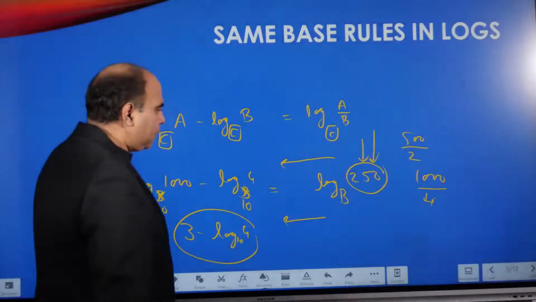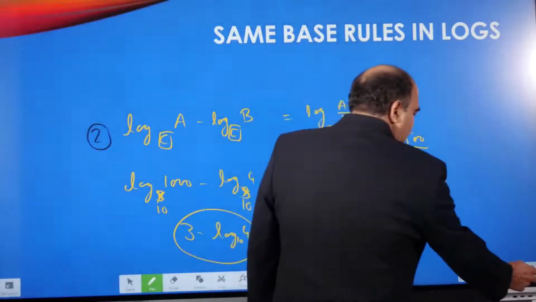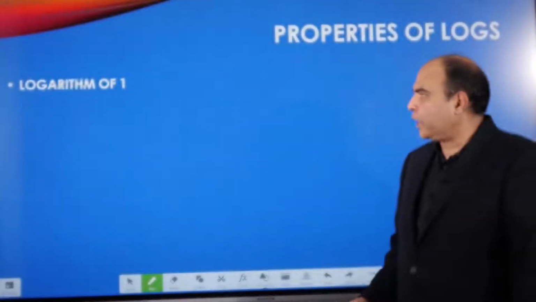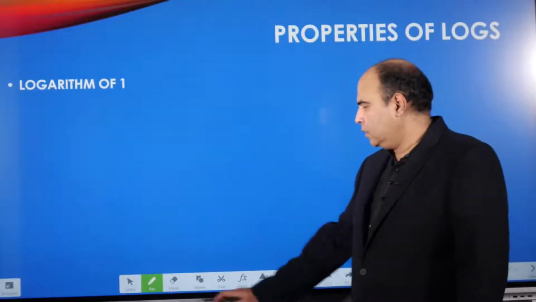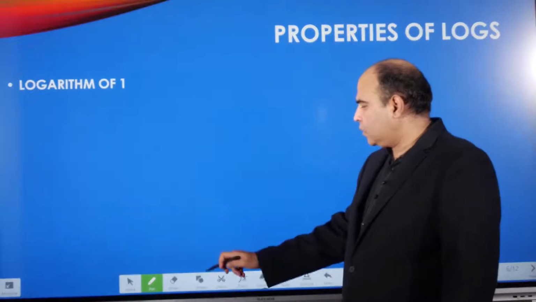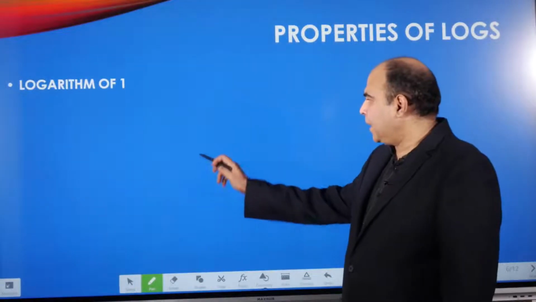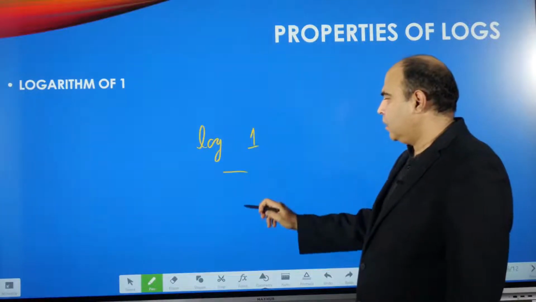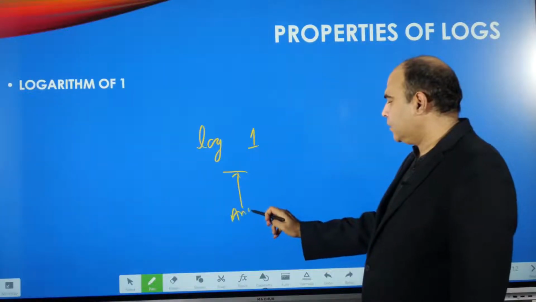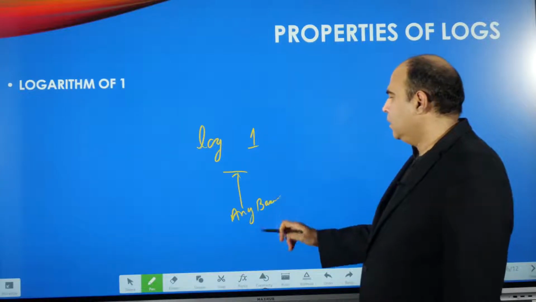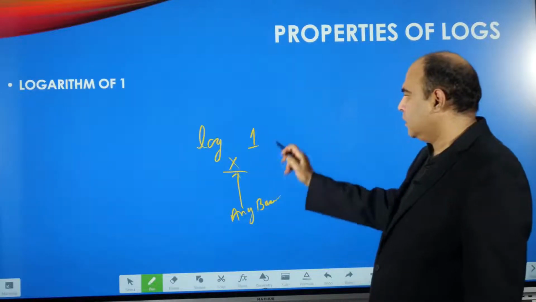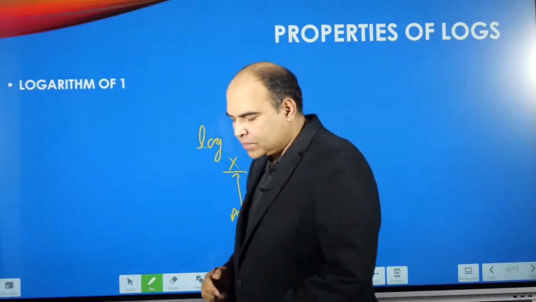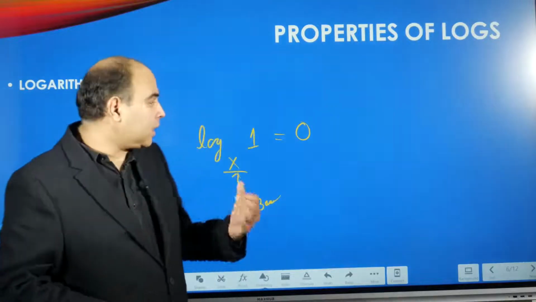So after this, the fourth rule is basically, and it's not a rule, it's a property actually. The logarithm of 1 is always 0. That means if I am taking a log of 1, and please note, this can be any base x. Log 1 to the base x is always 0. 1 to the base 2, 1 to the base 5, 1 to the base 10, 1 to the base 20, 1 to the base 100 is always 0.